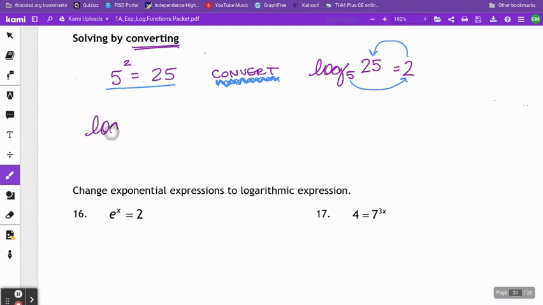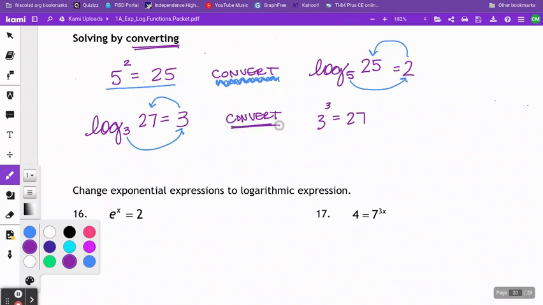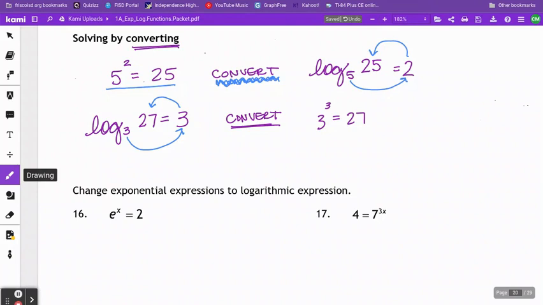So let's say I have a log here. We read that log base 3 of 27 is equal to 3. Now, if I want to convert this, I will use my little arrows. 3 raised to the 3rd power equals 27. Okay, so I'm going to be using the conversion process in order to be able to solve for x.